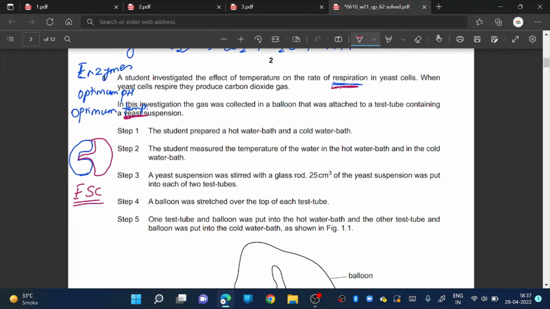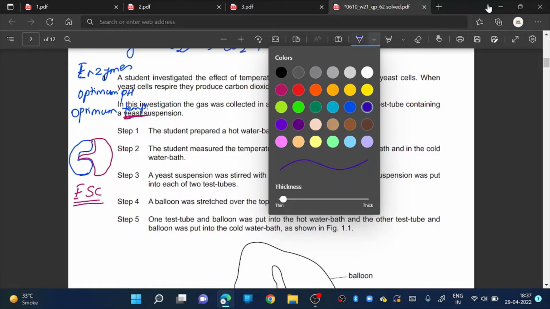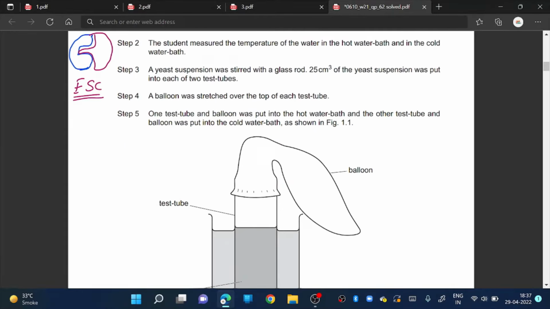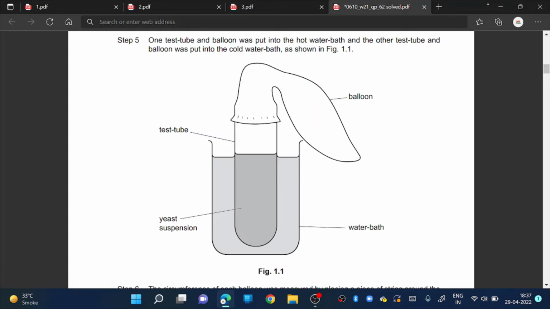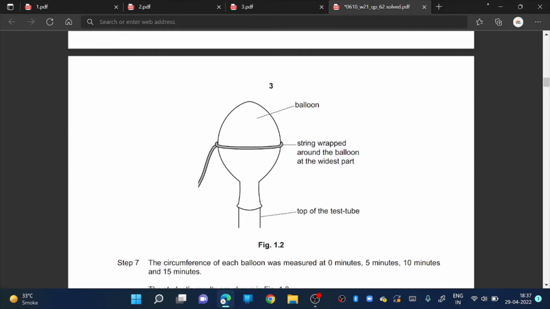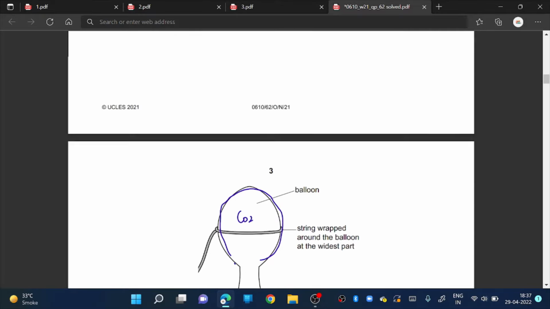So, moving ahead, in this investigation, the gas was collected in the balloon that was attached to the test tube containing the yeast solution. What happens in this experiment is that when the yeast respires, it will release carbon dioxide. This carbon dioxide rises up in the balloon. As you can see now, the balloon is deflated. But as the gas starts to accumulate, you can see in the later part of the question that the balloon has started to inflate and the carbon dioxide has started to take up the space inside.